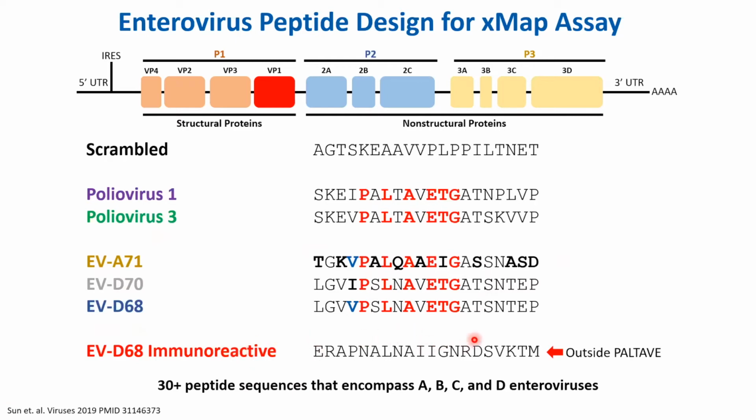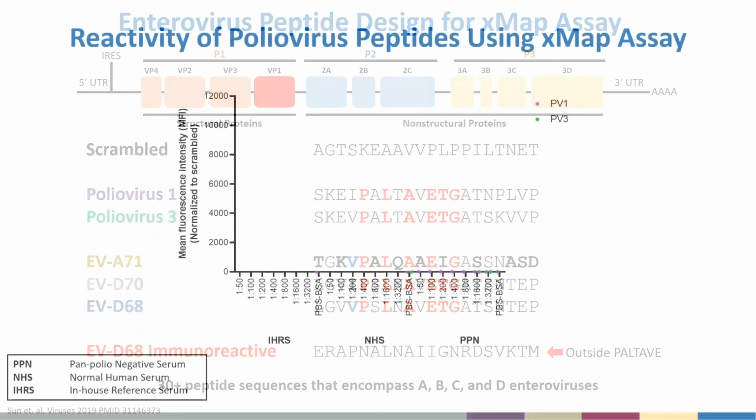We also have an EV-D68 immunoreactive peptide that we've identified that is unique to EV-D68. It's in the C-terminal region of VP1, outside of the Poltave, and we have found this peptide to be fairly intriguing. All right, so how does this look?